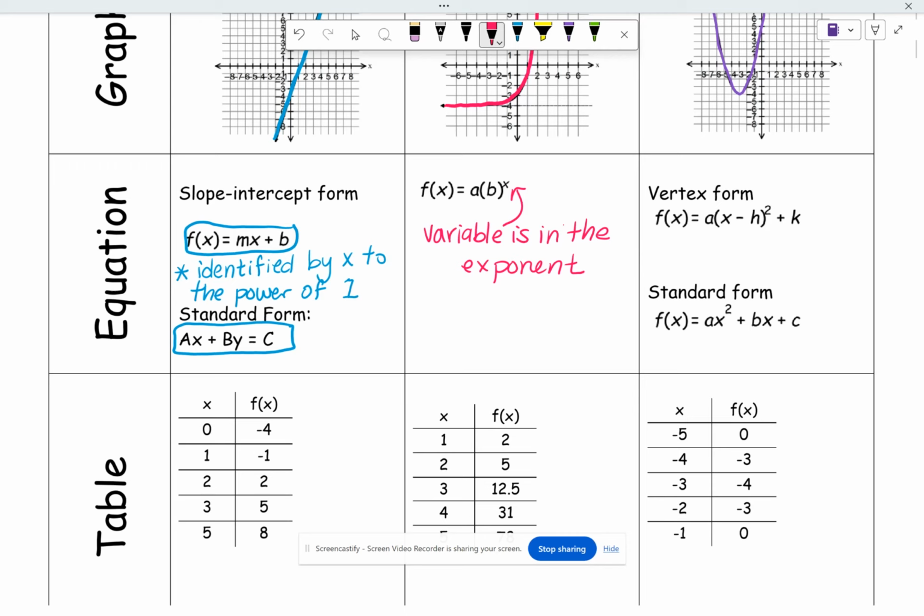Like if I have y equals 2 to the x. Or f of x equals 4 to the x, minus 5. You can have other stuff going on. As long as I have that x in the exponent position, that's going to represent an exponential equation, an exponential function.